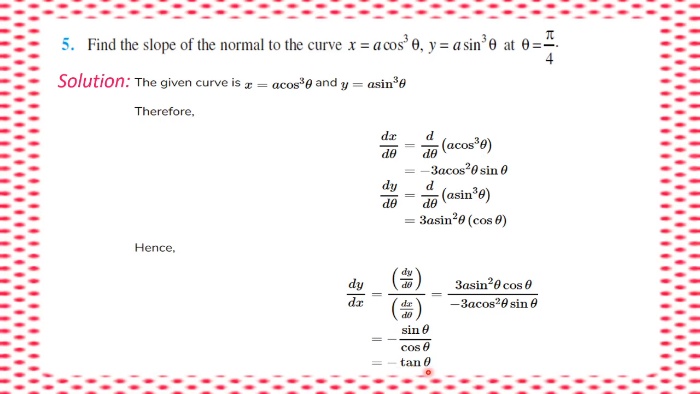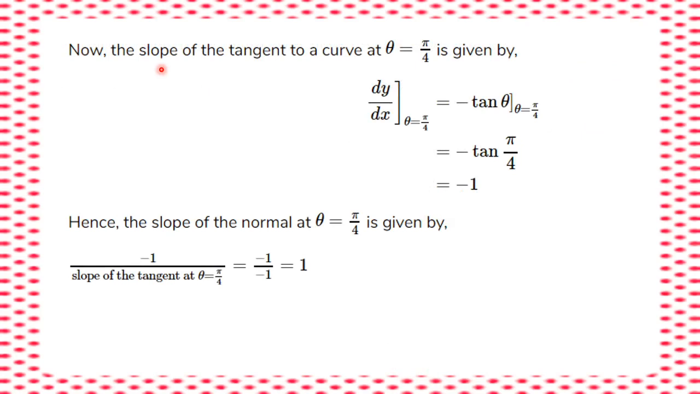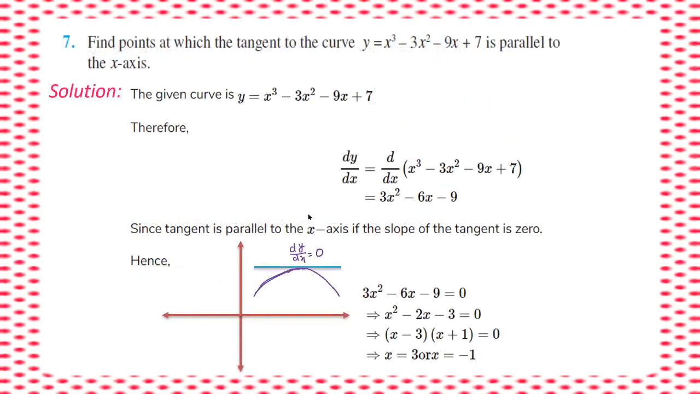It is minus tan theta. Now we have to calculate at theta equal to pi by 4. So slope of tangent at theta equal to pi by 4 is minus 1. But we don't have to find the slope of tangent. We have to find the slope of normal. So it will be negative and the reciprocal of slope of tangent. So it is 1, positive 1.